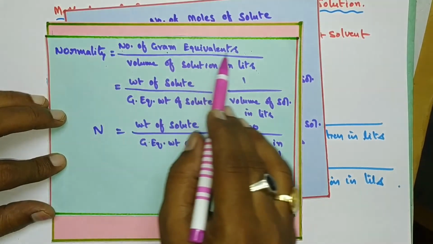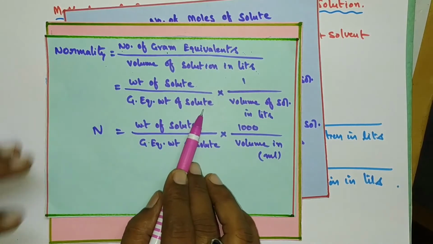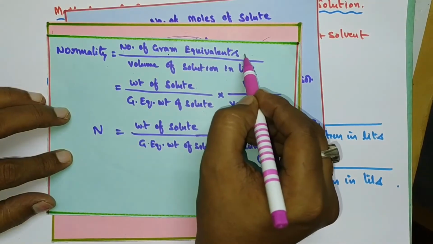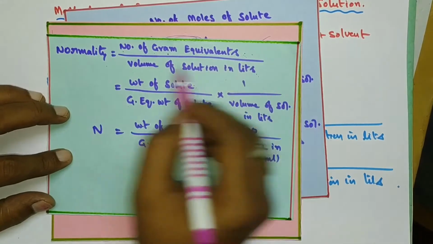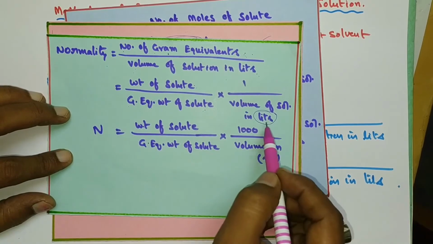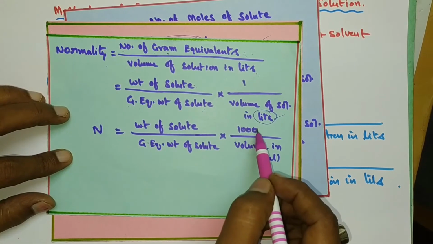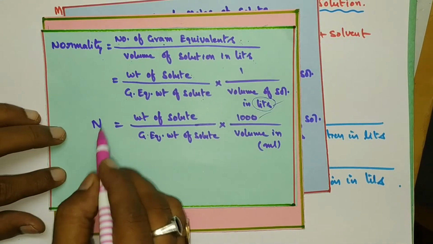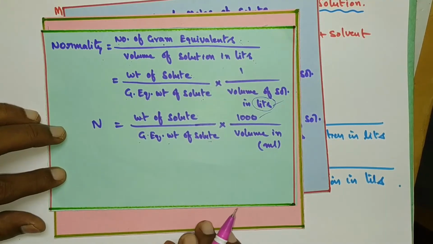Here, number of gram equivalent weights means weight of solute by gram equivalent weight of solute. Clear? Into 1 by volume of solution in liters. Here it is considered in liters. If it is supposed to be considered in milliliters, we have to divide by 1000, so 1000 goes to the numerator. So normality means weight of solute by gram equivalent weight of solute into 1000 by volume in milliliters.